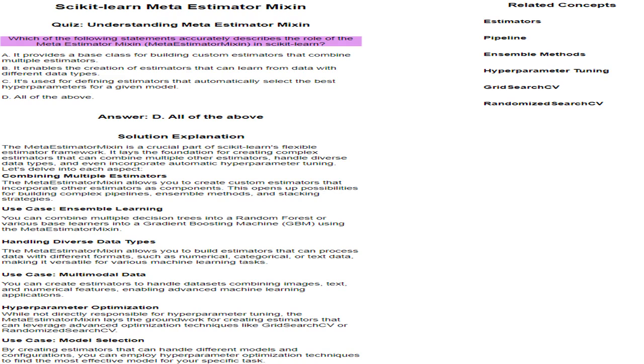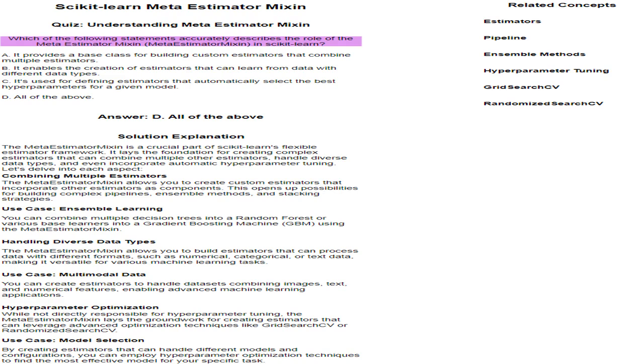Which of the following statements accurately describes the role of the method estimator mixin? Method estimator mixin in scikit-learn. A. It provides a base class for building custom estimators that combine multiple estimators. B. It enables the creation of estimators that can learn from data with different data types. C. It's used for defining estimators that automatically select the best hyperparameters for a given model. D. All of the above.